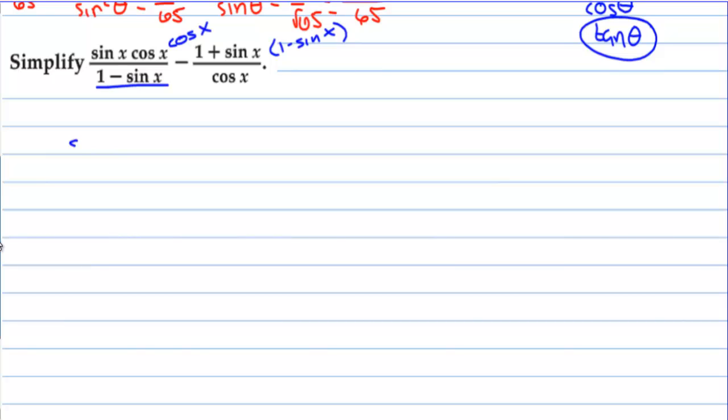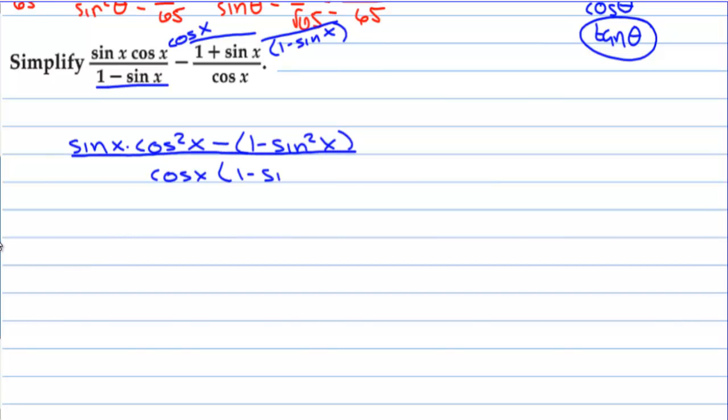On the left side, you get sine of x times cosine squared x. And then we get 1 minus sine squared x. These two right here, those two are the difference of two squares. So the outside and the inside will cancel each other out. You'll have a negative sign, a positive sign. Those cancel. You get the difference of two squares. All right, over cosine of x times 1 minus sine of x.